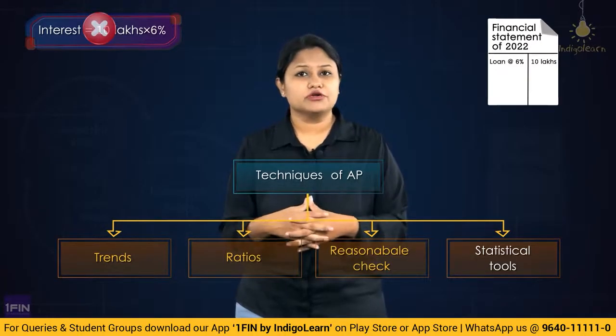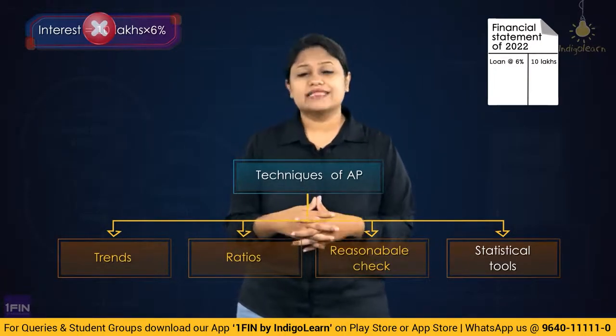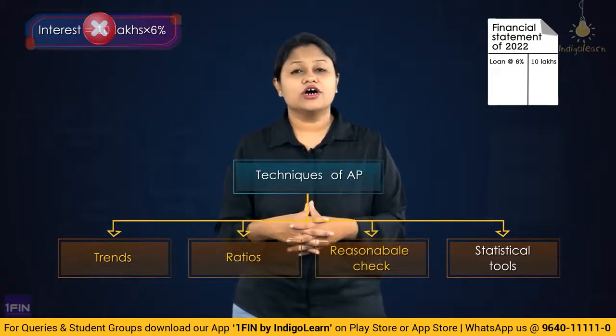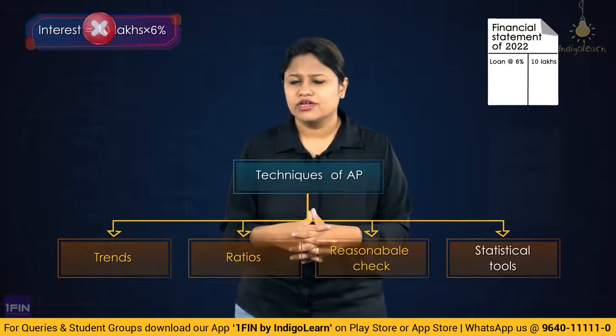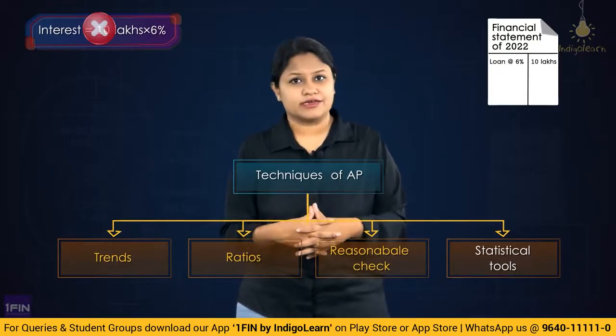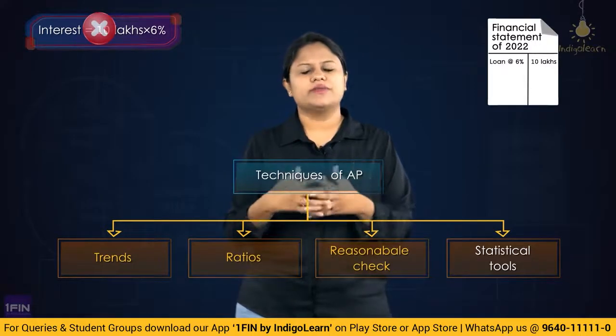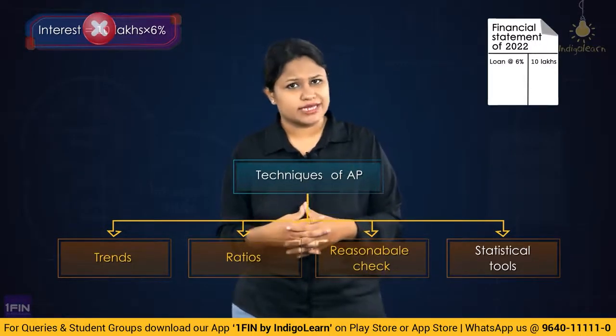So here you will be able to do some kind of reasonableness check, and this would enable the auditor to understand something is going wrong, or something needs to be inquired about, or there is a scope of misstatement, or there could be an indicator of fraud. So the auditor will be able to understand this by doing the reasonableness check.